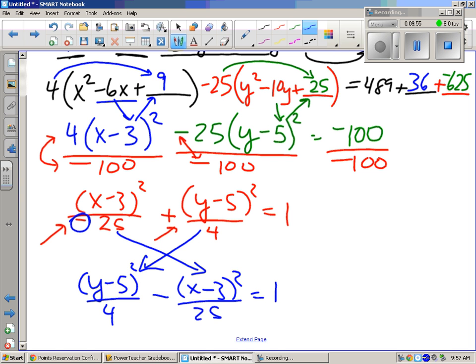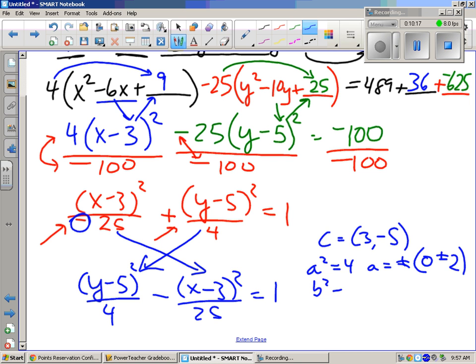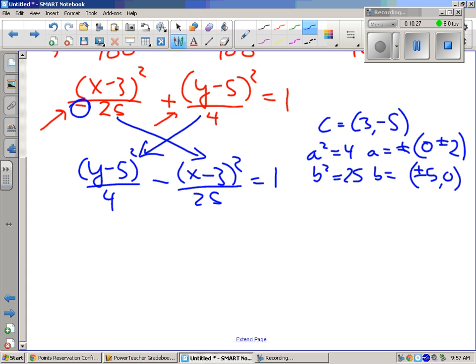Okay, so your center is 3, -5. And the points you can get, let's see, now the first one listed is that 4. So a squared is 4, so a is plus or minus. Well, it's actually 0 plus or minus since it's under the y, 2. B squared is 25, so b is 5, so that'd be plus or minus 5, 0. And then we need to add our center points to each column.